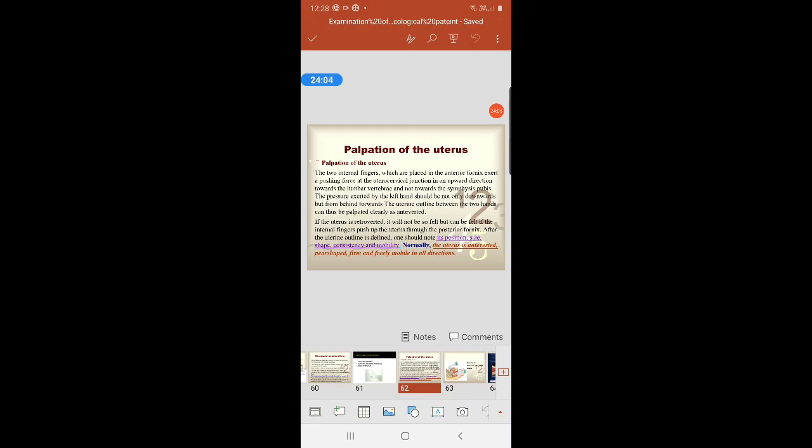After this method of palpation, what are all the points we should note? We should note its position, its size, shape, consistency and mobility. Normally the uterus is anteverted, pear shaped, firm and freely mobile in all directions. So the normal uterus is anteverted, pear shaped, firm in consistency, and freely movable in all directions.